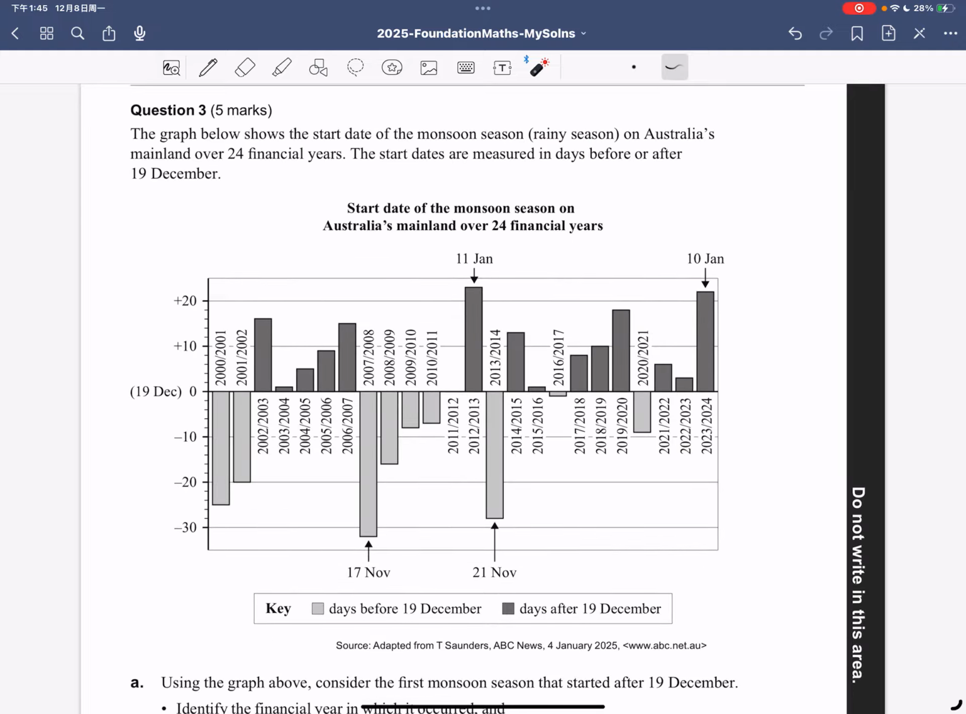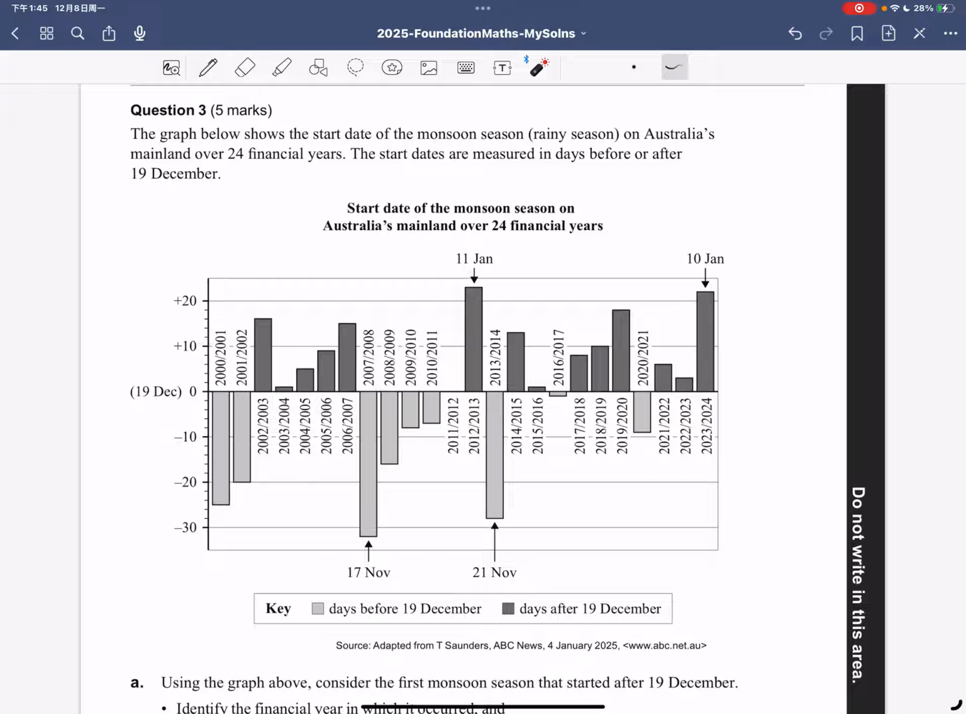In my opinion, question 3 was quite challenging in terms of the amount of comprehension, because the graph below shows the start date of the rainy season on Australia's mainland over 24 financial years. Financial years is like going from the 1st of July to the next, let's say 30th of June. The start dates are measured in days before or after 19th December.